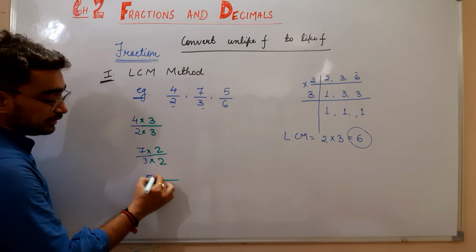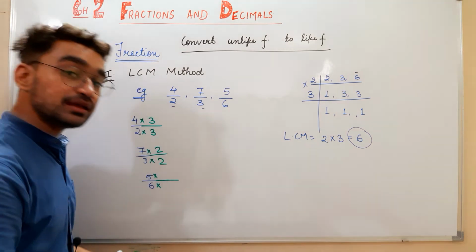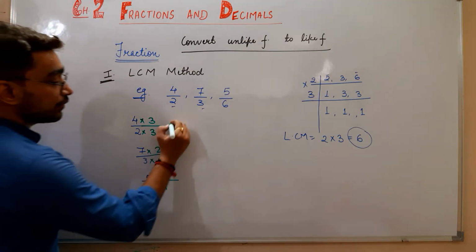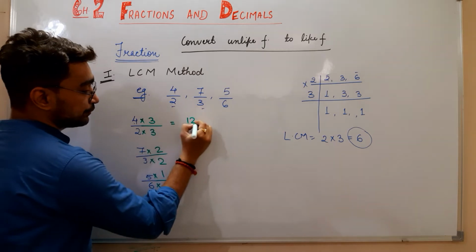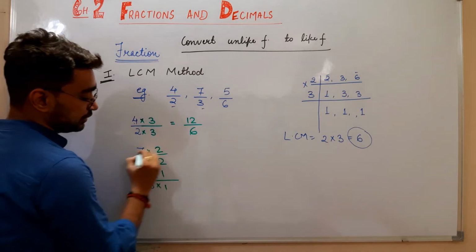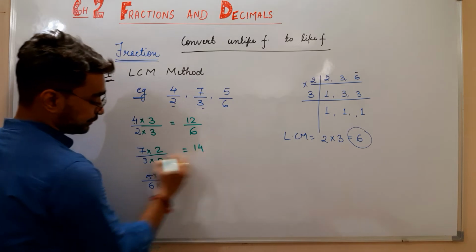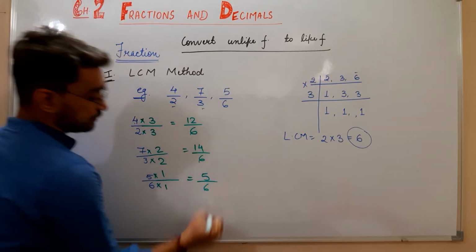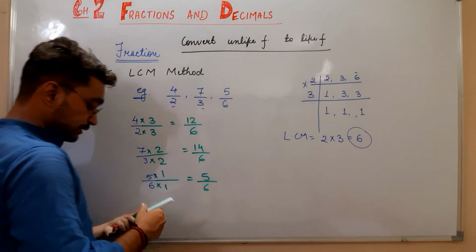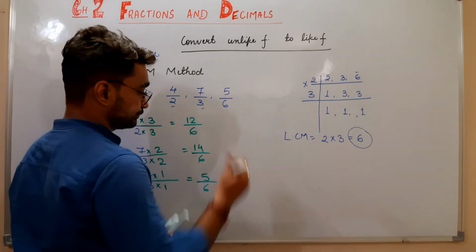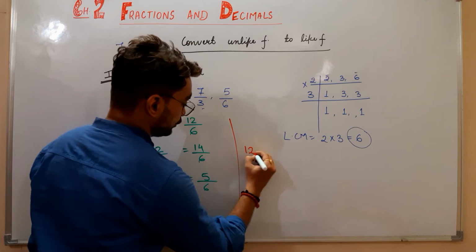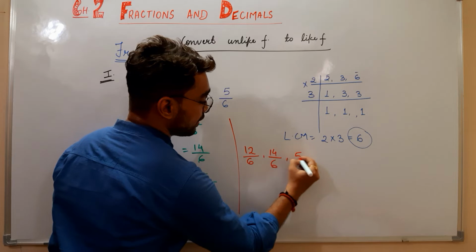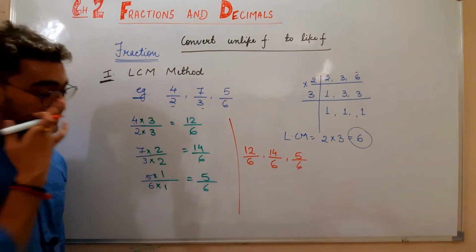As you can see, it is already 6. So how much should I multiply in it to make it 6? One time only. Now what is the number? 4 3s are 12. 2 3s are 6. 7 2s are 14. 3 2s are 6. 5 1s are 5. 6 1s are 6. So now I can see that my fractions, that is 12 by 6, 14 by 6, 5 by 6, are all like fractions.